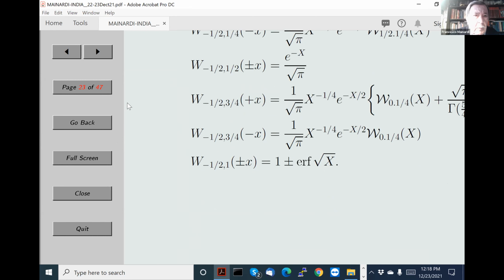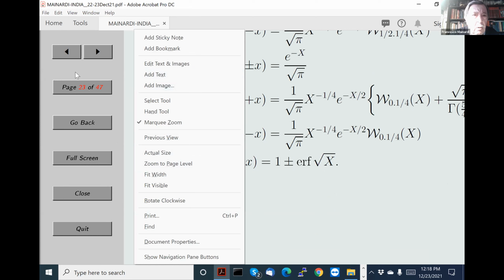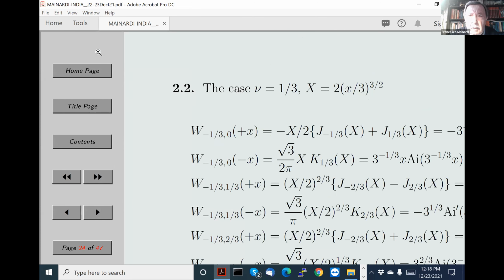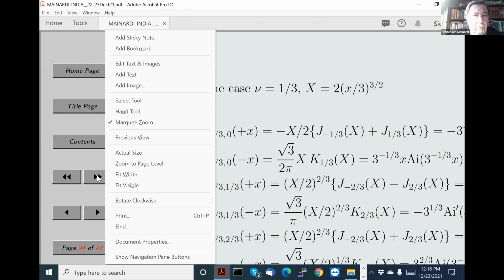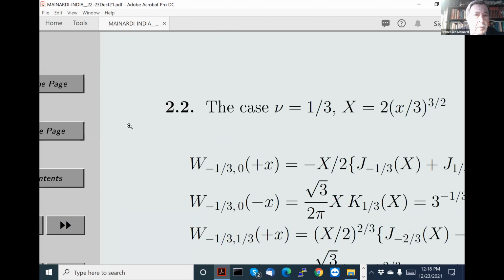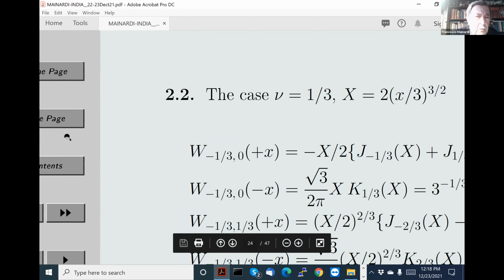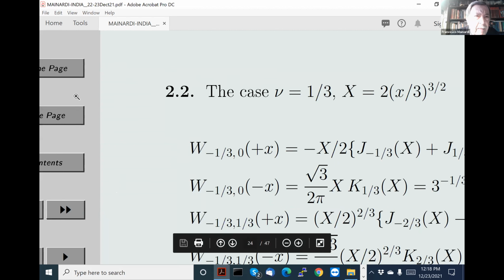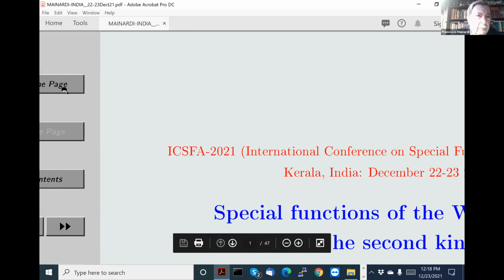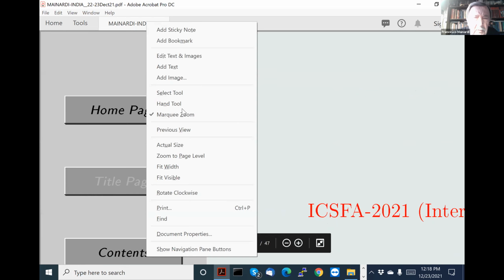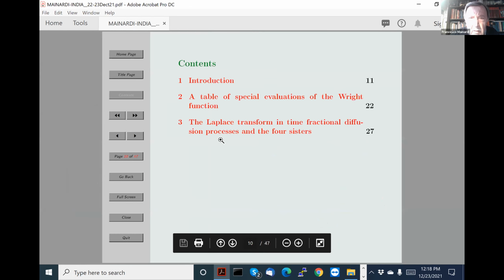And then we can go. Okay, for 1/3, you can find the relation with the Airy function. But of course, this is only when nu is 1/2, 1/3, or 1/4, and so on. You can see here. Let me see now. I lost my contents. Sorry.